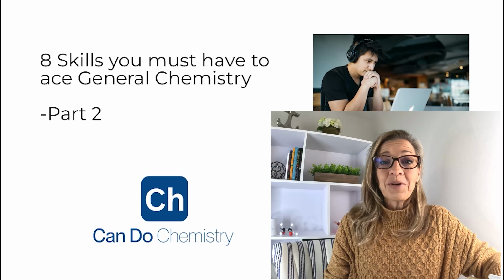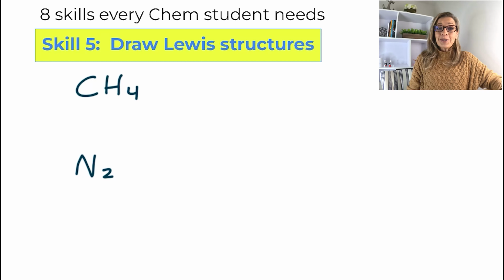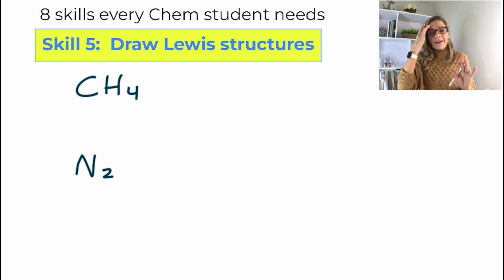All right, in this video, I have 4 more skills that will help you out in Gen Chem. These are some must-knows. Lewis structures. Actually, I find these to be enjoyable, so bear with me on this. First step is valence electrons, so count them up.